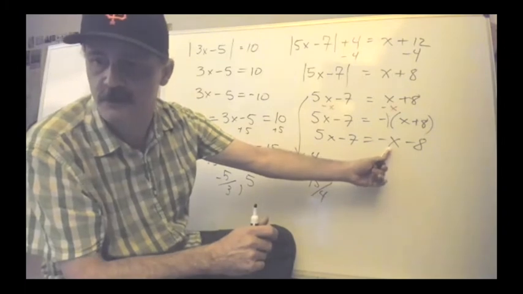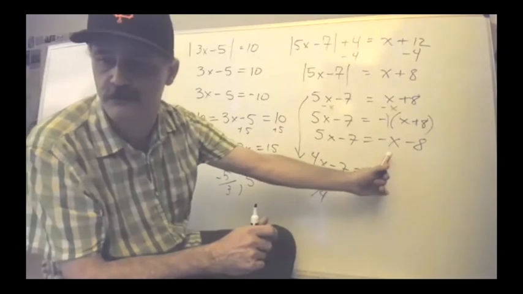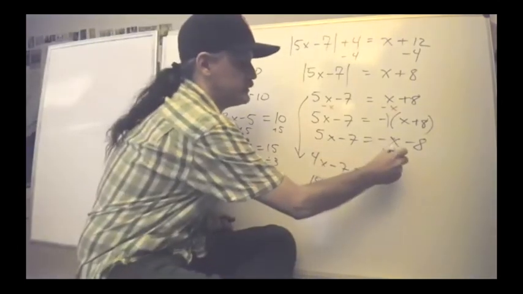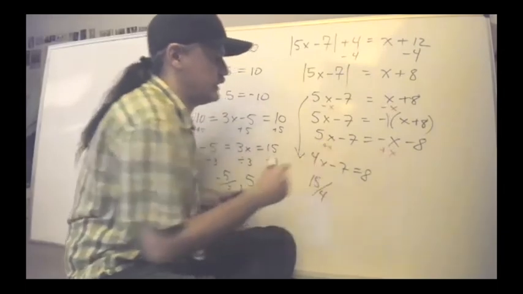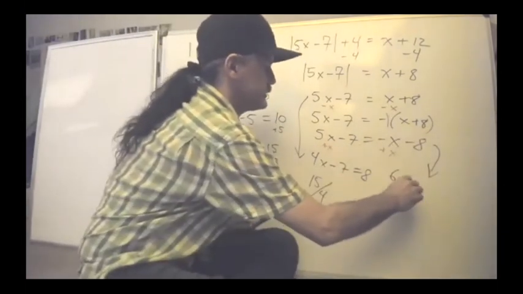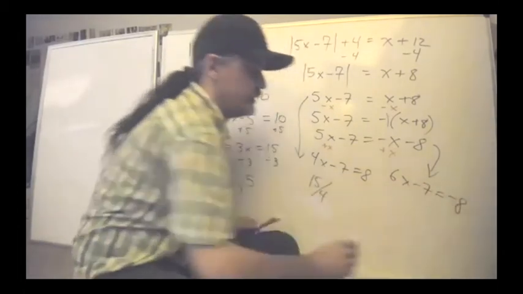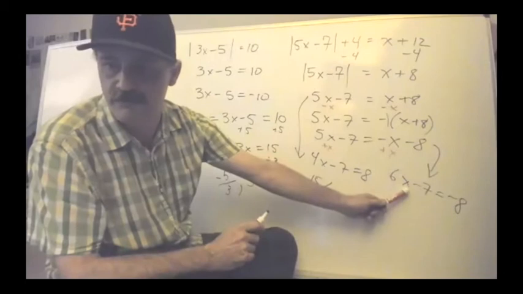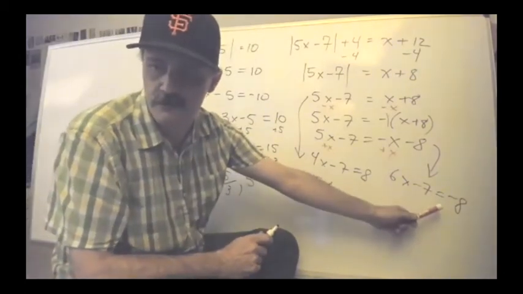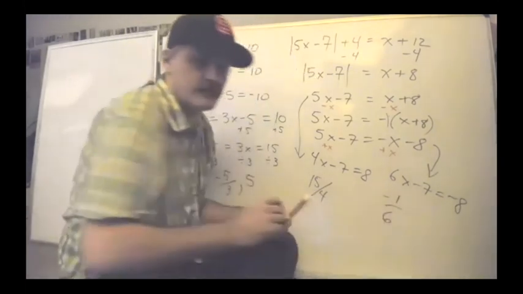So now I'm going to go ahead and add x to both sides. Again, notice I'm picking the smaller of the two variables. This is what happens when you have variables on both sides of the equation. So I'm adding x to both sides. And this is going to become 6x minus 7 equals negative 8 now. Now when you add 7 to both sides, you get negative 1. And then negative 1 divided by 6. That's the other solution.